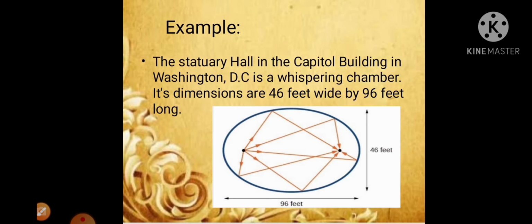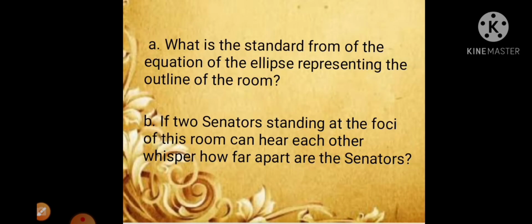Example: the Statuary Hall in the Capitol building in Washington, D.C. is a whispering chamber. Its dimensions are 46 feet wide by 96 feet long. A. What is the standard form of the equation of the ellipse representing the outline of the room? B. If two senators standing at the foci of this room can hear each other whispering, how far apart are the senators?